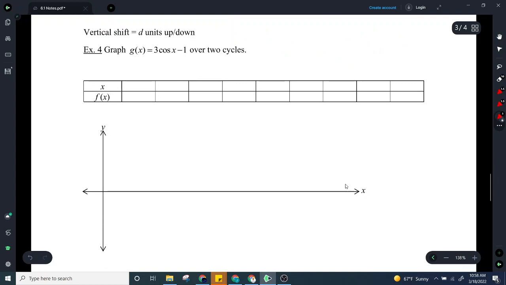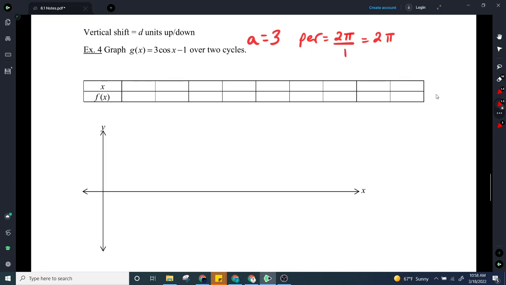So let's just go ahead and start out with the A value. A in this example is 3. And then the period would be 2 pi over B. In this case, B is 1, so the period is just 2 pi. All right. Let's do the quarter periods. The quarter periods are going to be 2 pi times a fourth. So in this case, that would be 2 pi over 4, or just pi over 2.